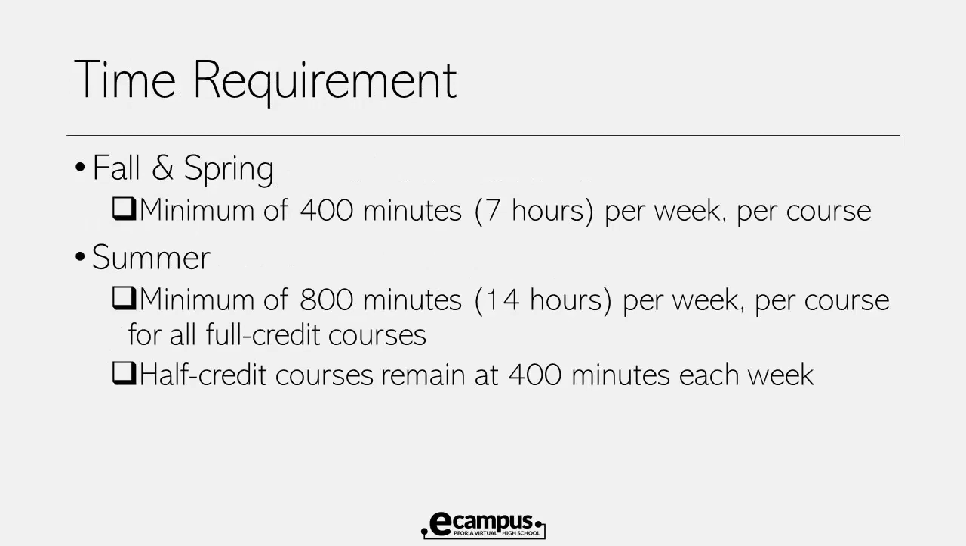First, let's review the time requirement for eCampus courses. For the fall and spring semesters, students must log a minimum of 400 minutes per week per course. The eCampus week begins on a Monday and ends on a Sunday. During the summer, you must log a minimum of 800 minutes per week per course for all full credit courses. Half credit courses remain at 400 minutes during the summer session.